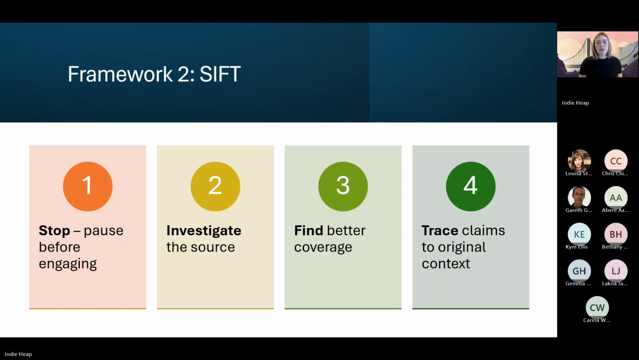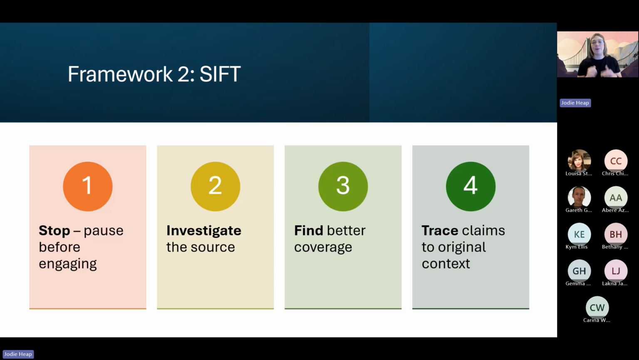Okay, so the next one is called SIFT, and it is particularly useful when we are considering science claims, news articles and things that are a bit more generalized to the internet, things you might find or come across where someone's made a claim about a new drug or a treatment or something that has gone on. And it asks us to stop, to pause before we engage with that content.